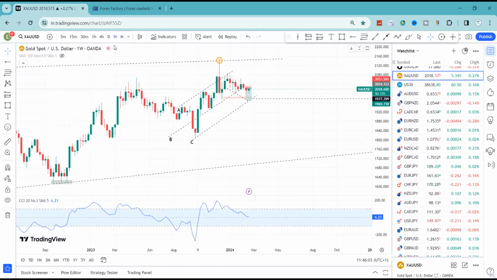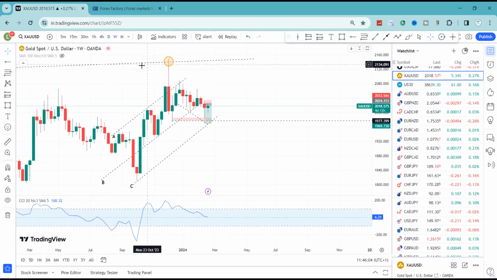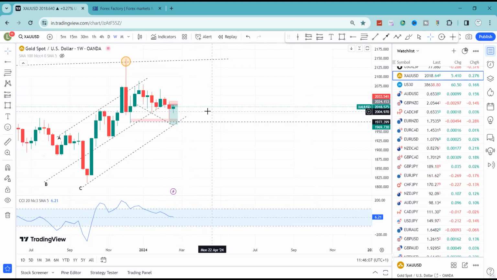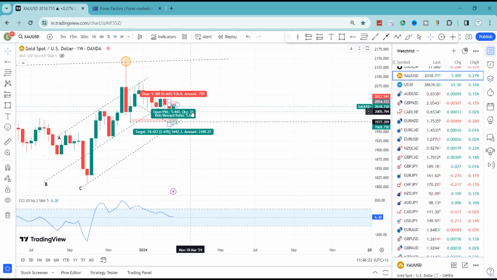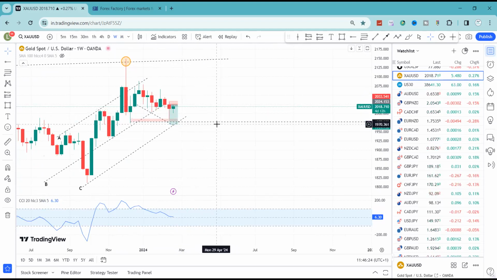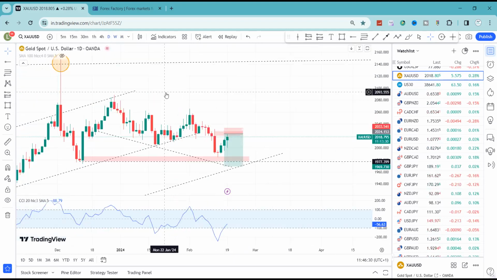If you check it on the weekly time frame, we've seen more consolidation. 1, 2, 3, 4, 5, 6, 7, 8, 9 weeks. We've seen the market gradually but steadily go down, but it has also been consolidating. So this is what I expect.